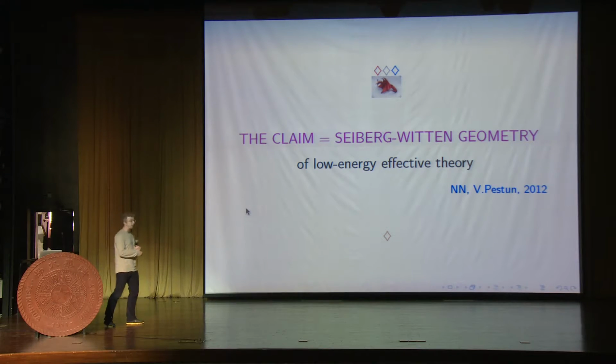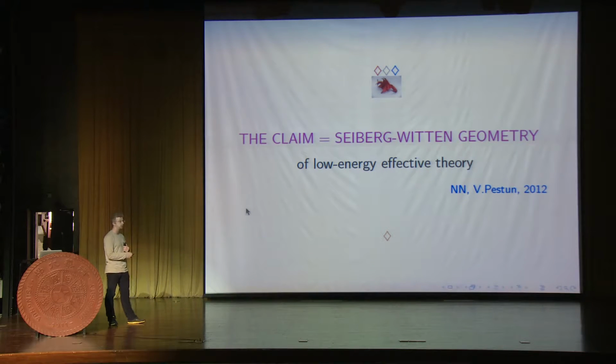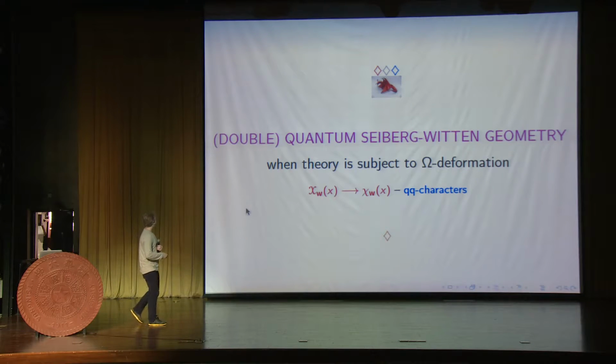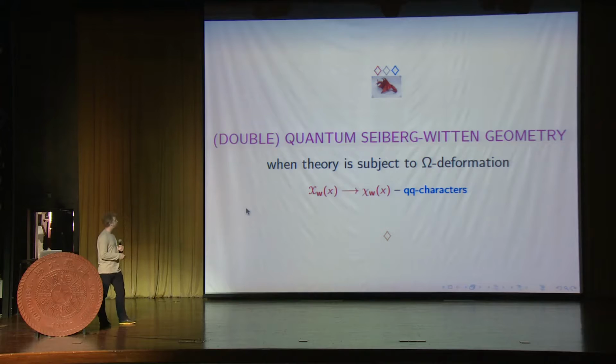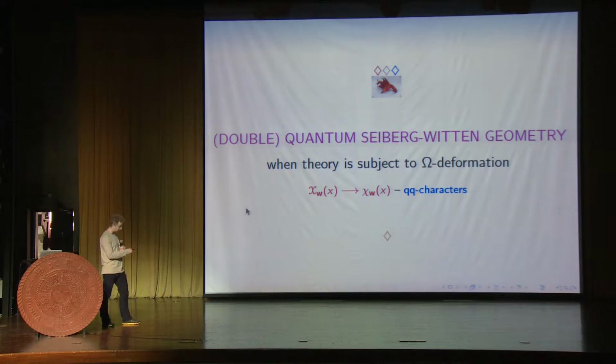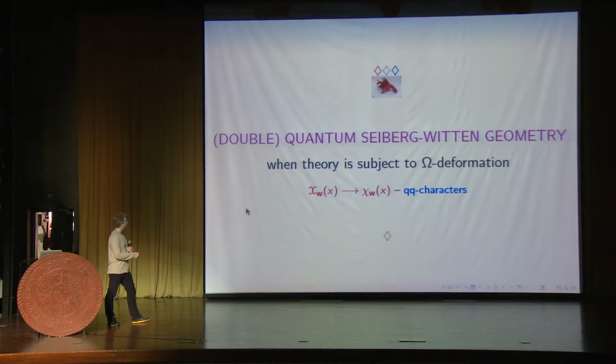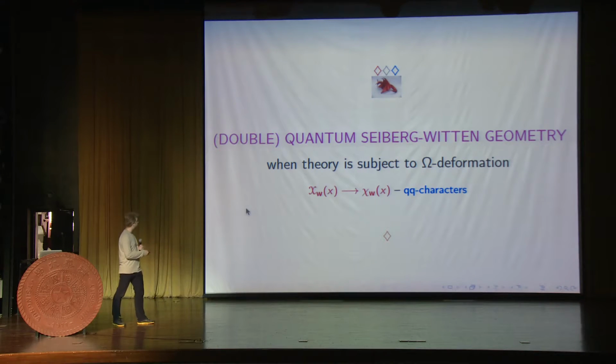Now, this claim that there are no poles, you can translate into the Seiberg-Witten geometry of the low energy effective theory. And if the theory is subject to the so-called omega deformation, then these expressions also get deformed by the parameters of the omega deformation. And then these gauge characters are called the QQ characters in this case.